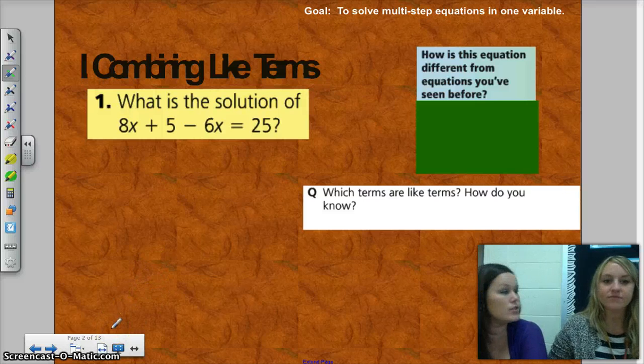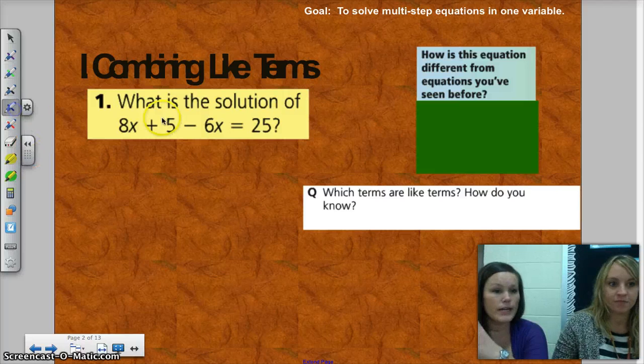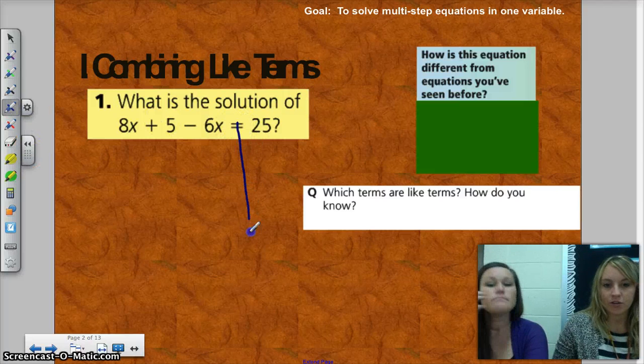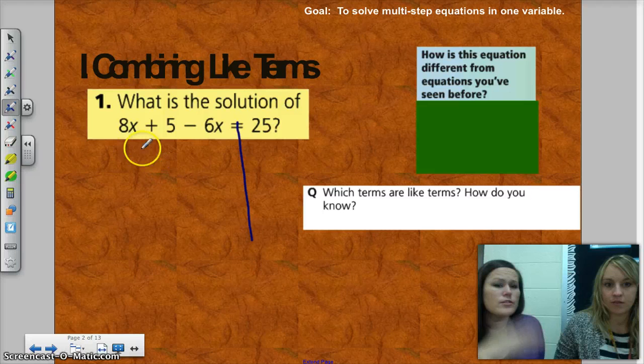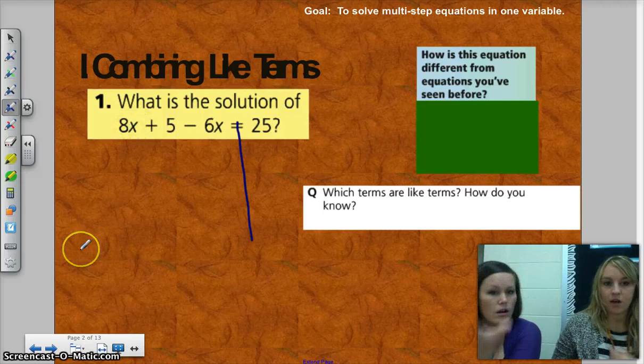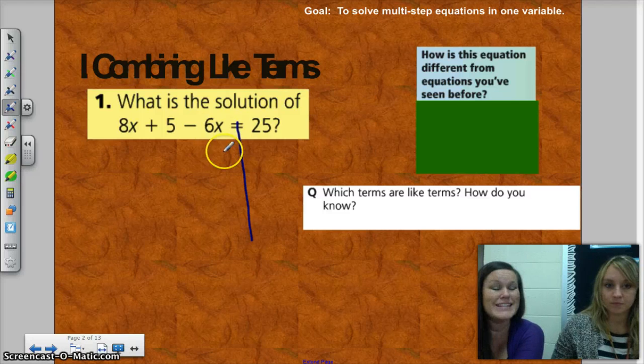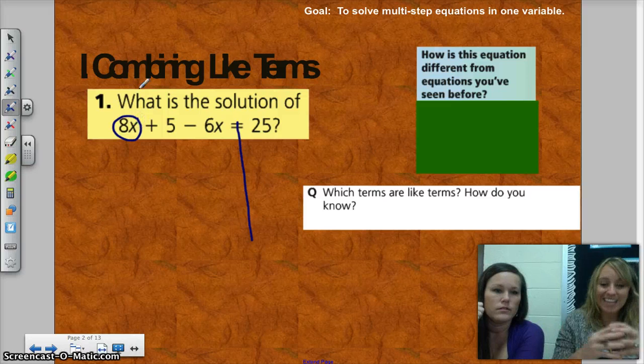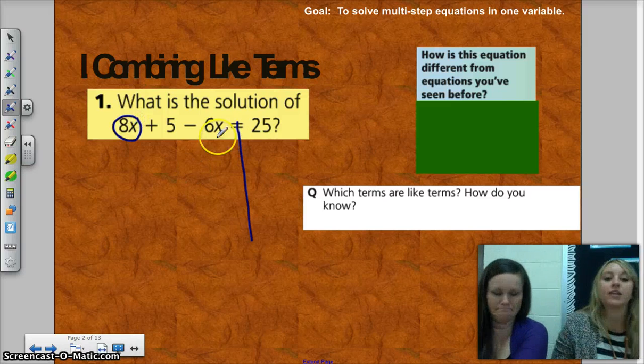The first thing you need to do anytime you're doing this is combine like terms. If you want to make a straight line, go for it. Which terms are alike? Obviously, the ones that have the same base. So 8x and minus 6x. You need to combine your like terms on the same side of the equal sign first, and then solve this out.